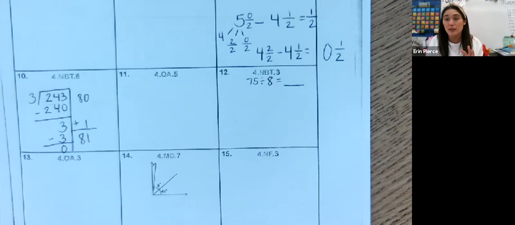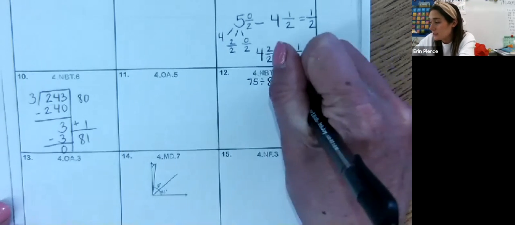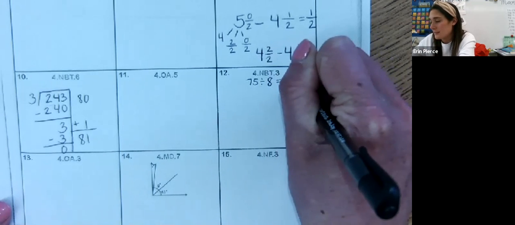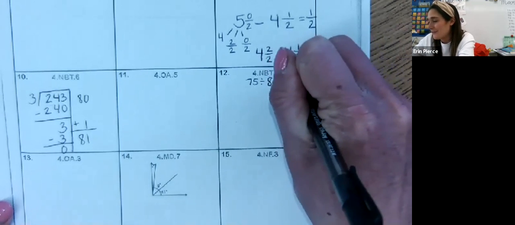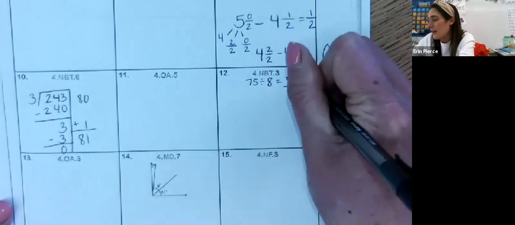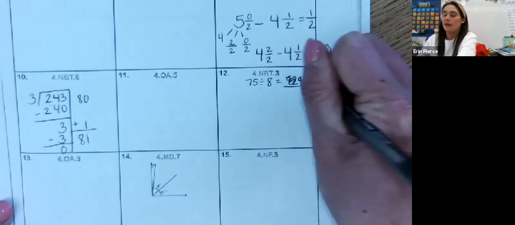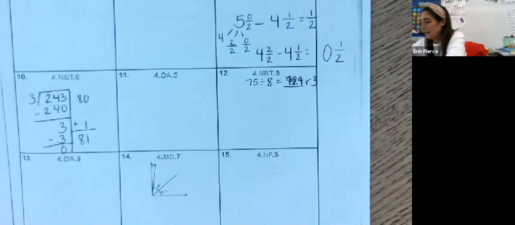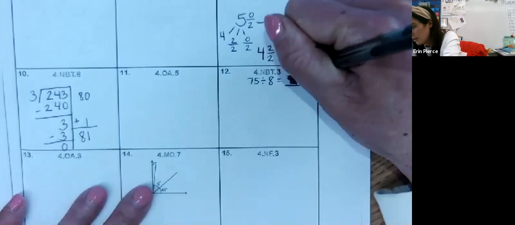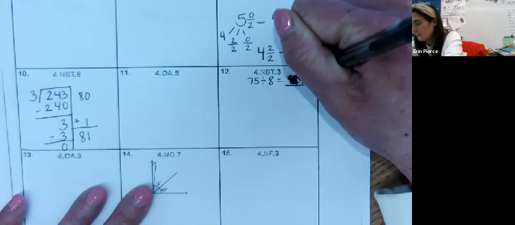Now, do you think I can do another set of 8? If you said no, you would be correct, because 72 is only 3 away from our answer of 75. You have an answer of 9 remainder 3. If I do 9 times 8, I get 72, which is very close, with a remainder of 3.